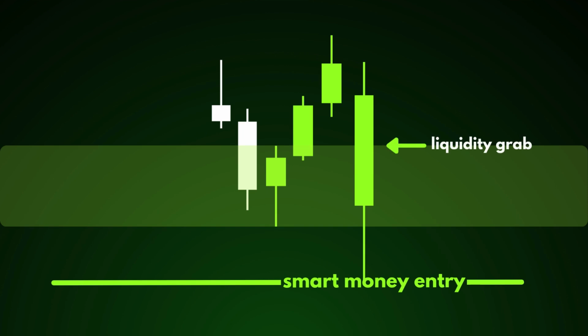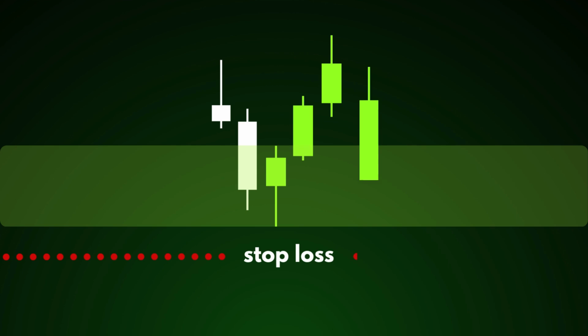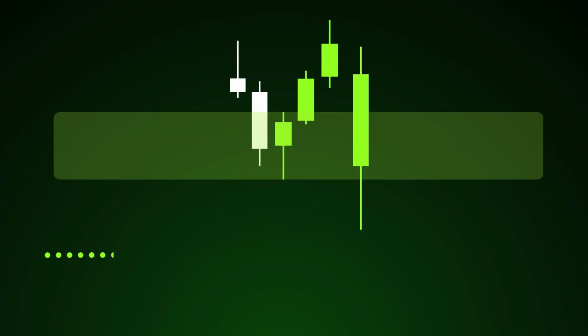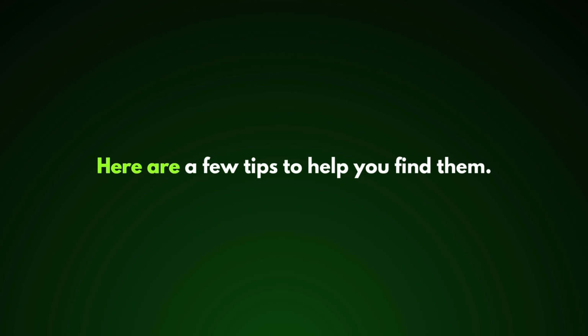This is why you'll often see huge wicks form at obvious levels of support and resistance, and also why you've likely had the unfortunate experience of getting stopped out early in many more obvious trades. The good news is that once you're able to spot liquidity pools, you might be able to avoid getting prematurely stopped out of these type of trades. Here are a few tips to help you find them.